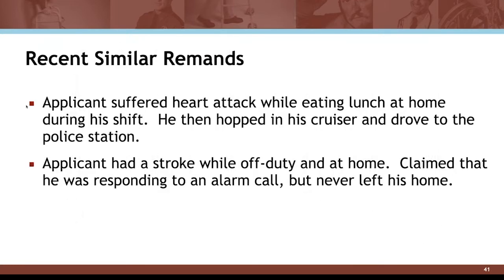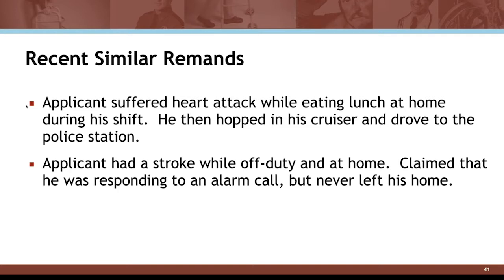Now, recently, within the last few years, we've had several incidents that have touched on situations like that. In the first incident, a gentleman had a heart attack while he was eating lunch at home during his shift. He then jumped in his cruiser and drove to the police station. We had to remand his application because he sustained an injury while at lunch, which is a non-work obligation. His attempt to drive to work did not help his eligibility, however, because he was coming from lunch, which is a non-work obligation.